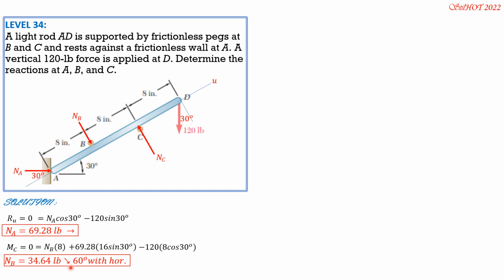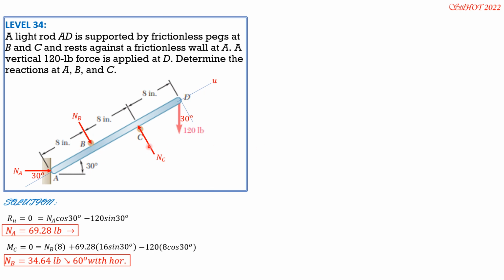down to the right 60 degrees with the horizontal, as shown, because the angle that N sub B makes with the horizontal is 60 degrees, because this is 30 from the vertical, so 60 degrees from the horizontal.